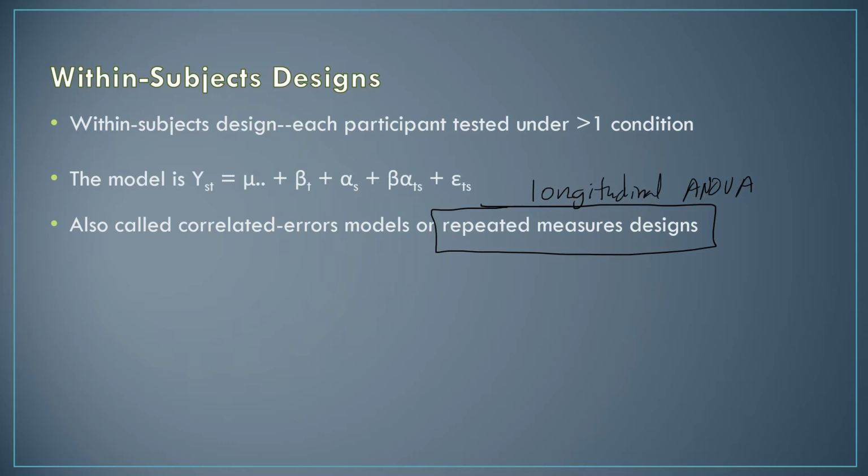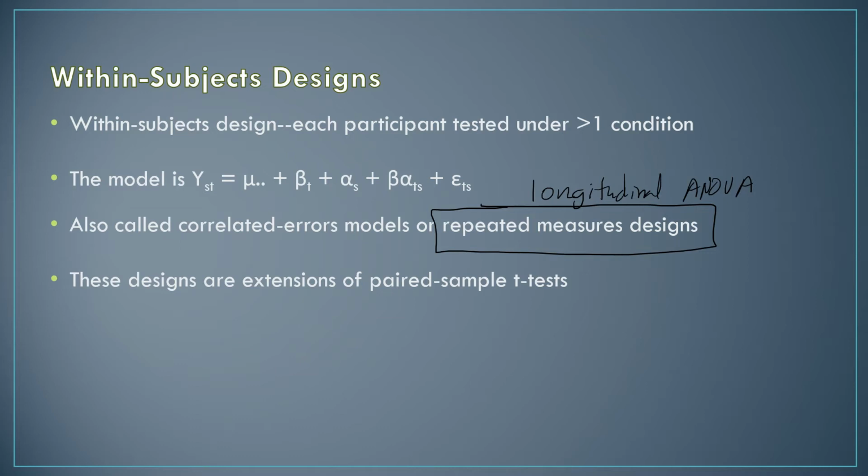But regardless of the name, the biggest point is that every participant is in every level of your independent variables. So each participant is in each group. So now your ANOVA is more like a paired sample t-test than an independent sample t-test.